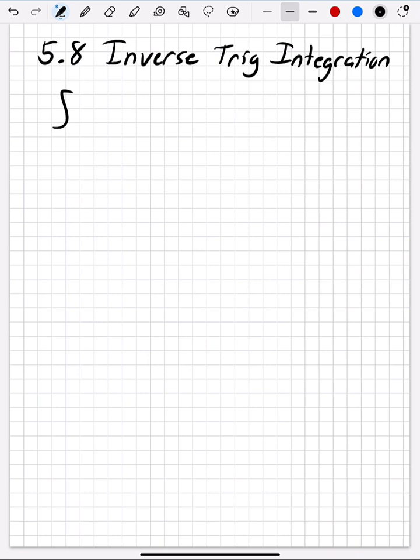So we'll say that du over the square root of a squared plus u squared is equal to the arc sine of u divided by a plus c. So if you can get something written in this form, then you know that the integral of that is just arc sine of u over a.